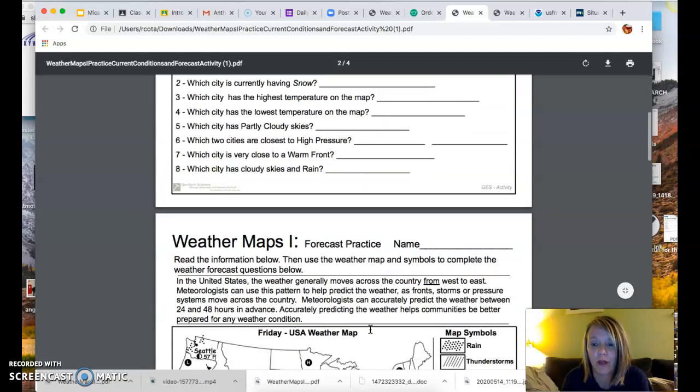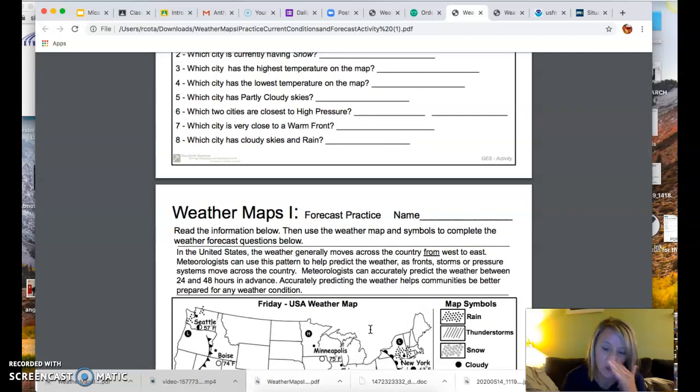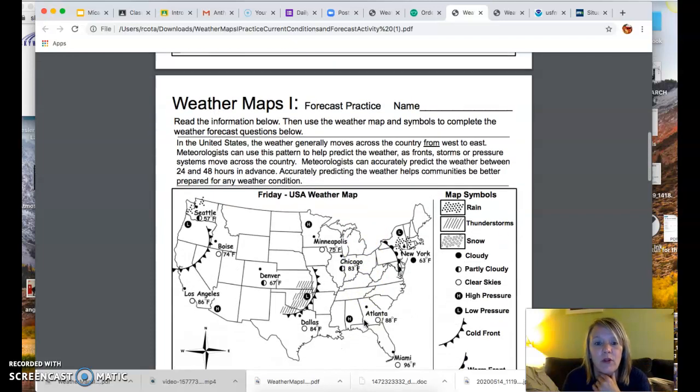Okay, so the first part I don't think that many people had problems with. The second part is a little bit more involved. It says, in the United States, the weather generally moves across the country from west to east. So what that means is that most of our big weather systems come off of the Pacific Ocean and they come across our country from this direction.